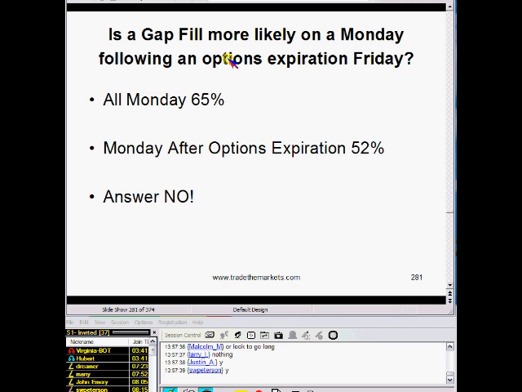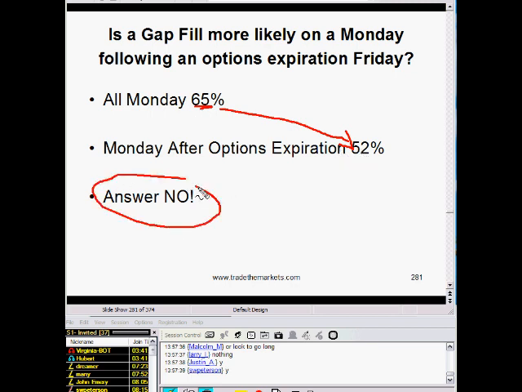Is a gap fill more likely on a Monday following an options expiration Friday? Okay, look how much it drops. The Monday following an option expiration Friday drops from 65 to 52, more than 10%. Do not trade it. Do not trade it.